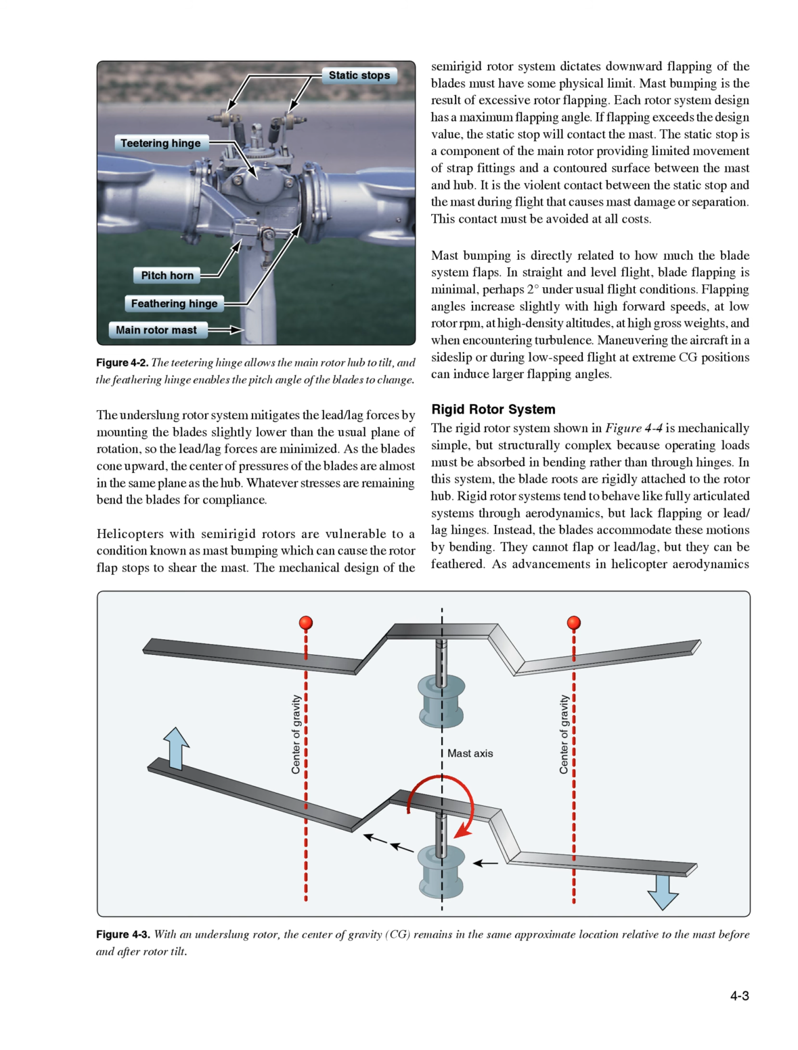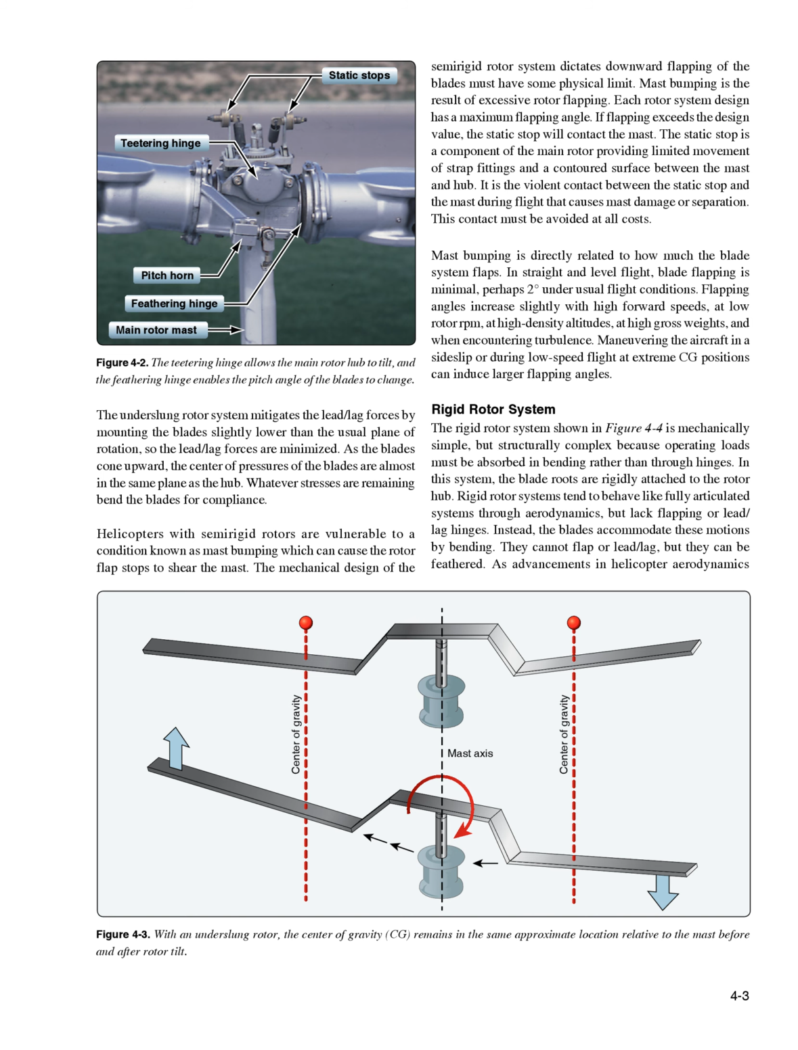The static stop is a component of the main rotor providing limited movement of strap fittings and a contoured surface between the mast and hub. It is the violent contact between the static stop and the mast during flight that causes mast damage or separation. This contact must be avoided at all costs.